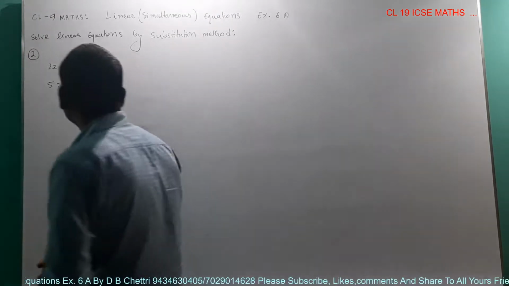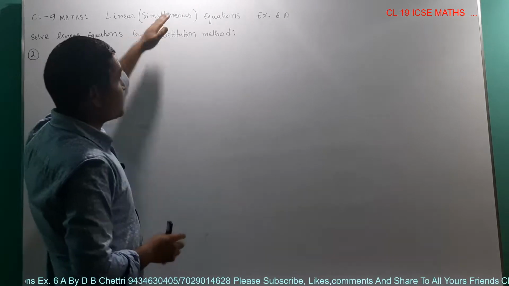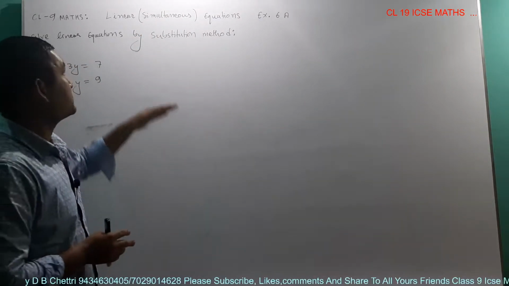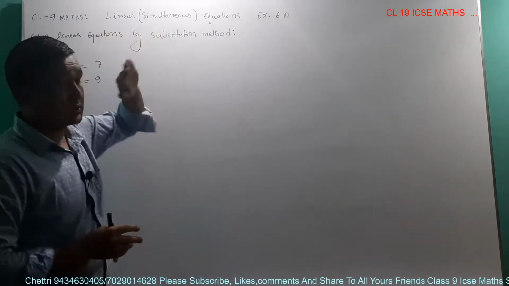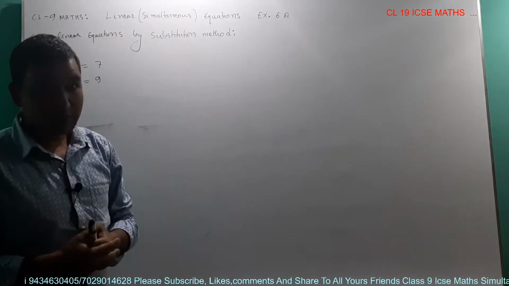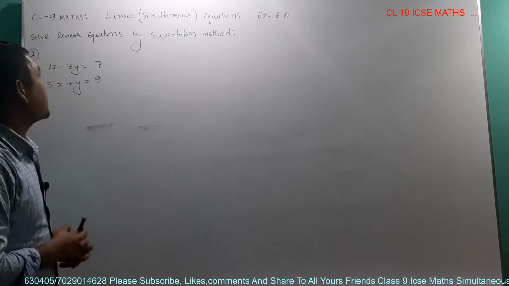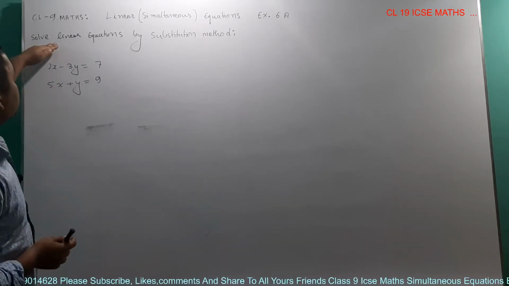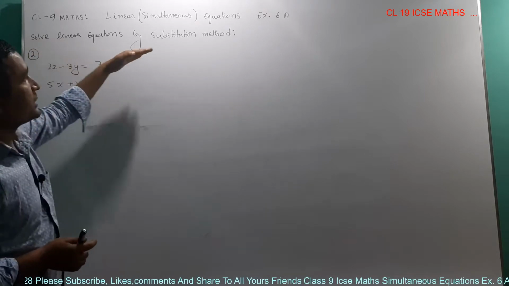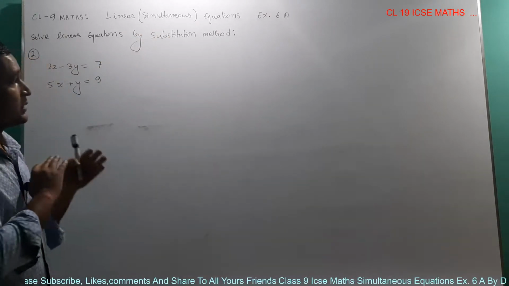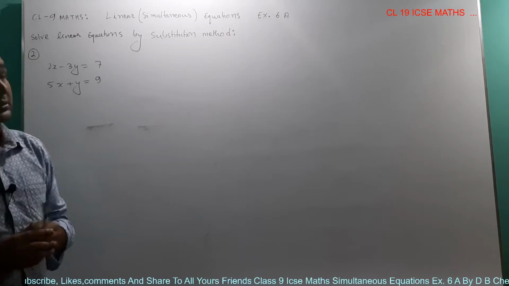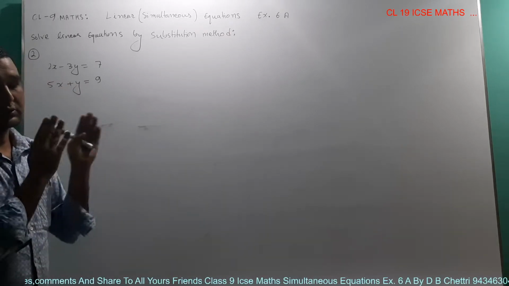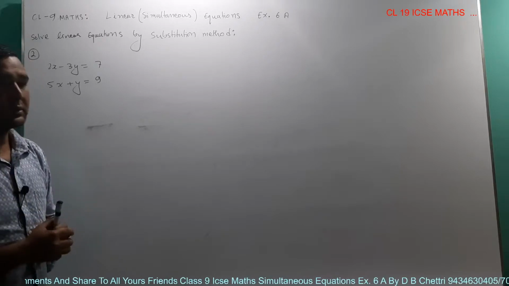Don't get confused with this word simultaneous. A pair of linear equations is called simultaneous equations. The question asks to solve linear equations by the substitution method. I didn't write all the questions because they are too long, so I wrote the main point: solve these equations by the substitution method.